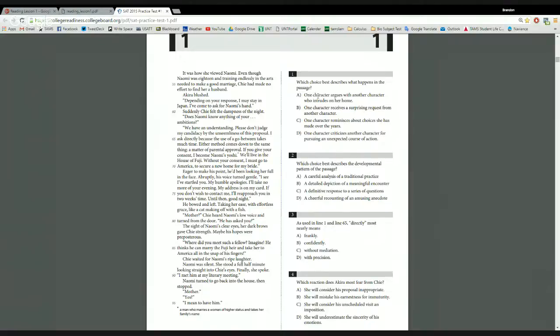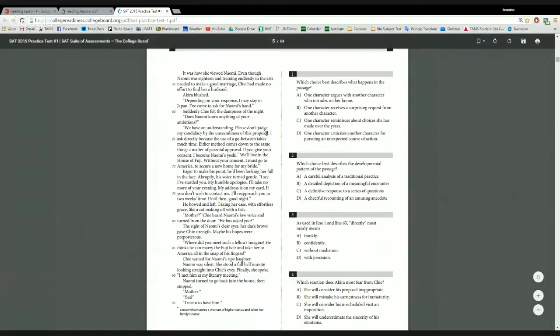C, a definitive response to a series of questions. That's not the correct answer. And D, a cheerful recounting of an amusing anecdote. It's not really amusing here. That's not the correct tone. So the answer is B, a detailed depiction of a meaningful encounter. So we did number 3.